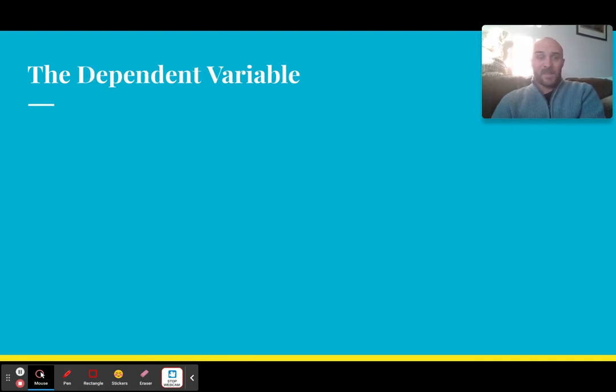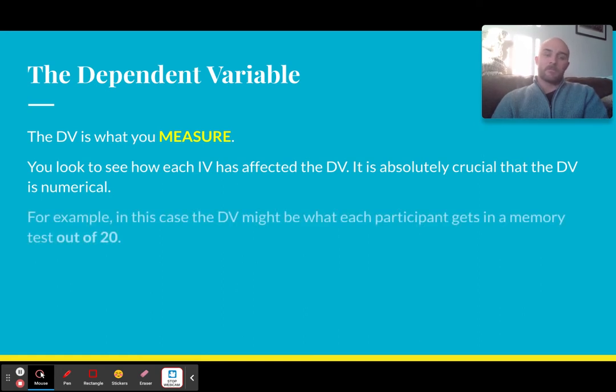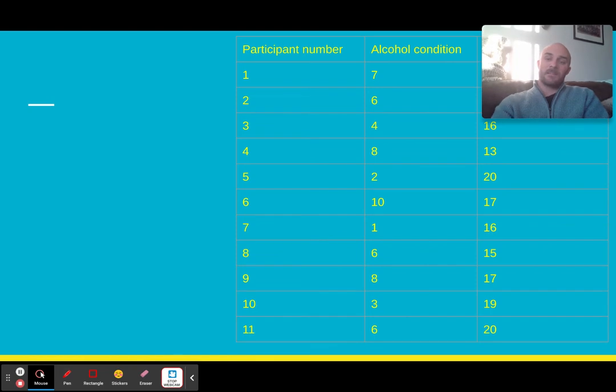So then what's the DV in a bit more detail? The DV is what you measure. Remember, the DV is always a number. Always a number. And we want to see if that number is different between the two different IVs. So, for example, in this case, the DV might be what the participant gets in the memory test out of 20. And we can see that in this one just here.